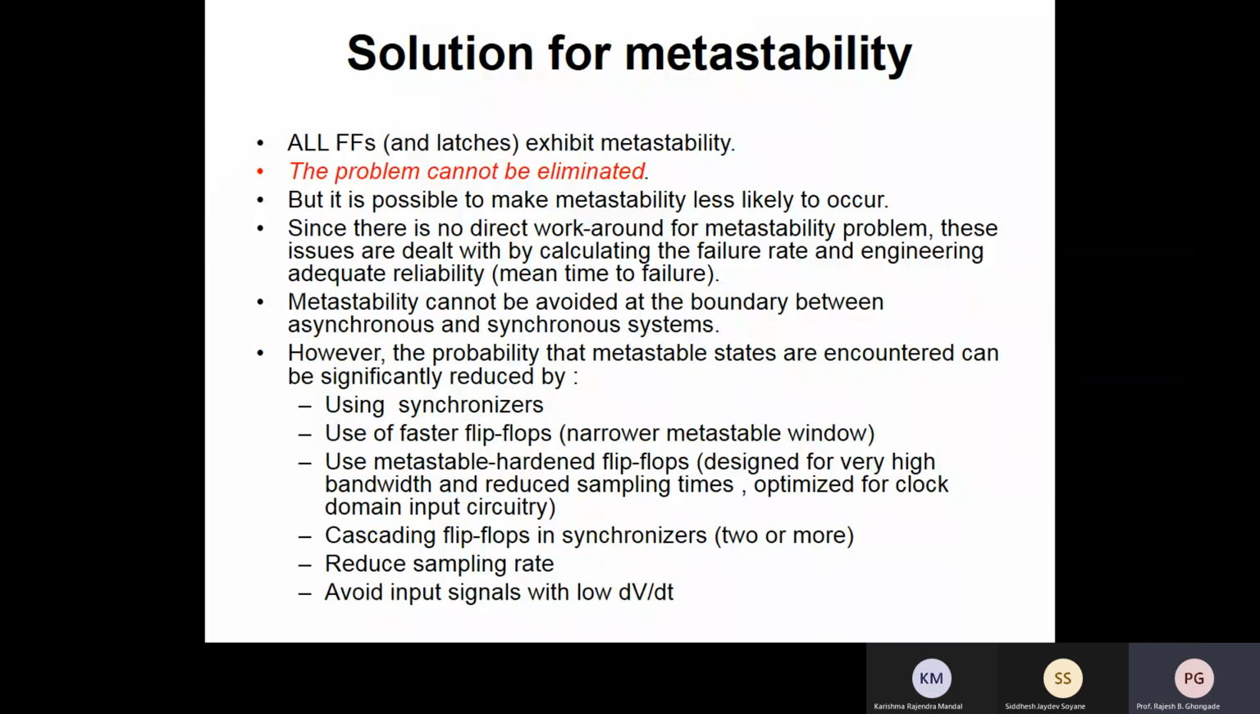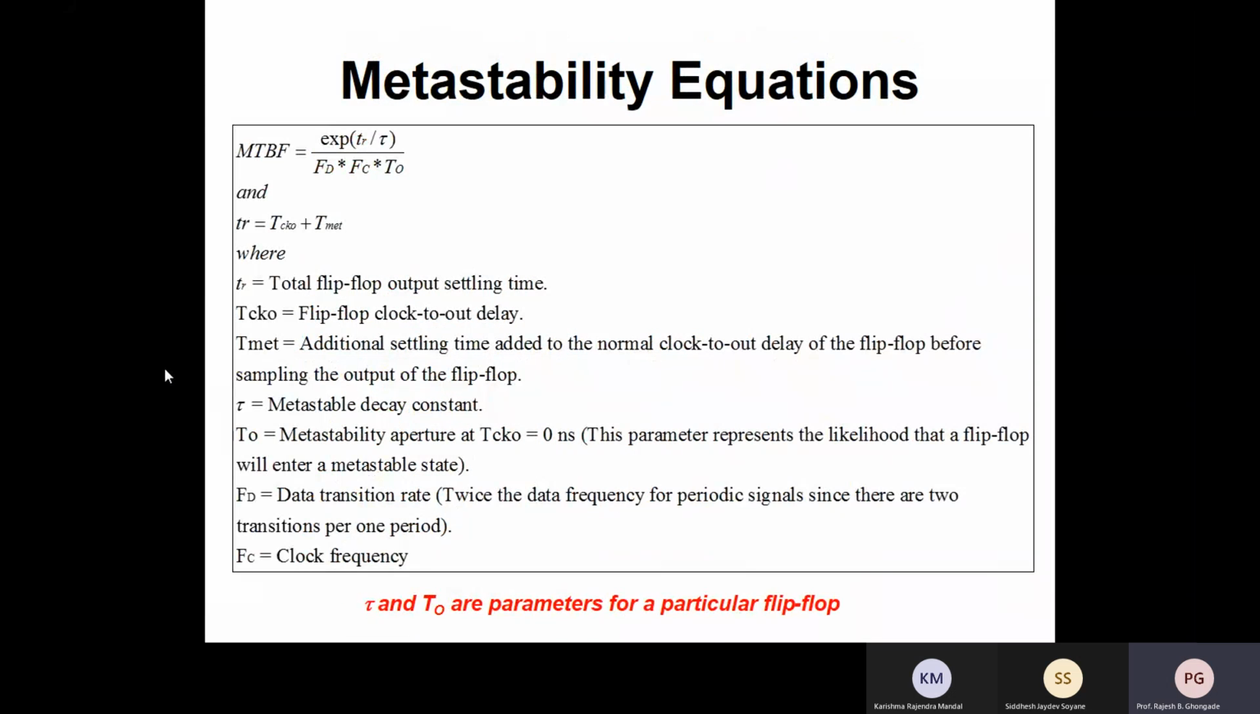in which you can minimize the probability of the occurrence of metastability. These are some metastability equations. You can just write them down.